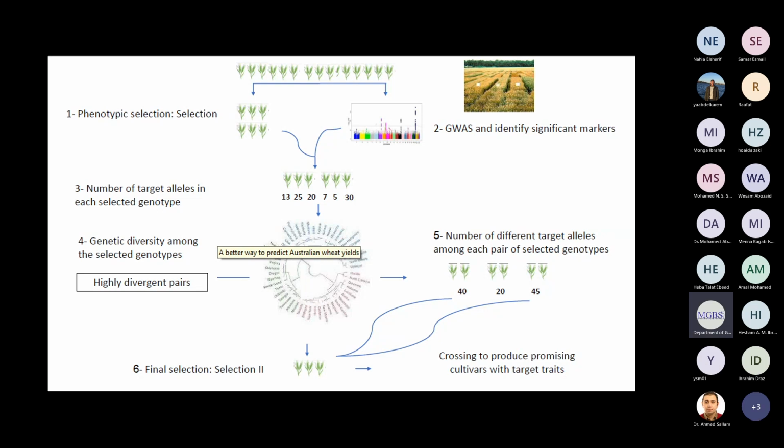Then you come to the final selection and crossing to produce a promising cultivar with target traits. Of course, if you have high performance genotypes for high yielding and high genetic diversity, and here the first genotype has 20 significant SNPs associated with high yielding, and the second genotype also has the same 20 SNPs, then when you cross them you will not get improvement, because the same genes in the first genotype are the same genes in the second. So it's better to look at the number of different genes between each pair of selected genotypes.